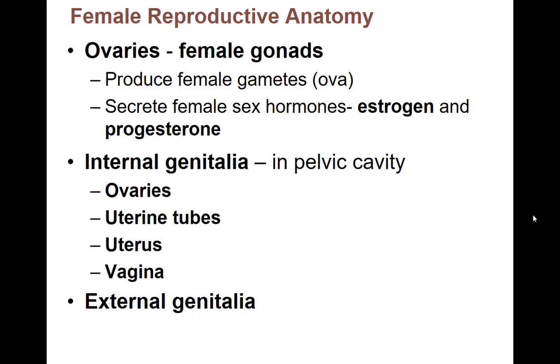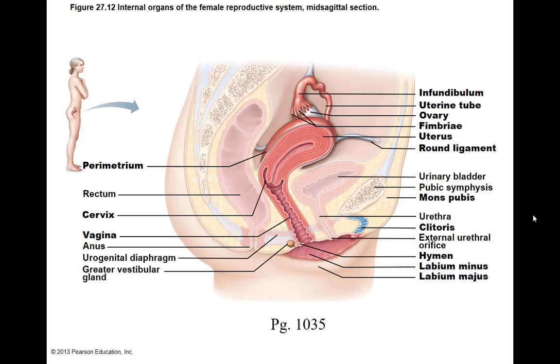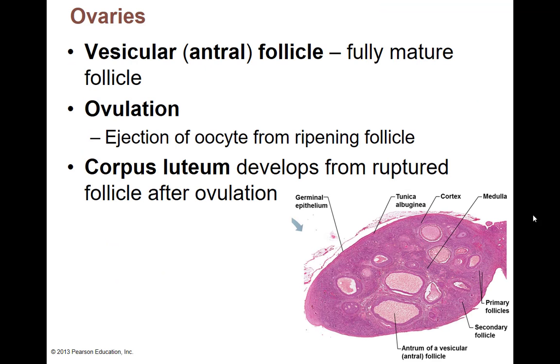Other internal genitalia, all things found in the pelvic cavity other than the ovaries: the uterine tubes, fallopian tubes, oviducts, whatever you want to call them, the uterus, the vagina, and then there's also the external genitalia that all make up the female reproductive system. And we'll talk a little bit more about the different parts as we start with the ovaries, and then work our way to the outside of the body.